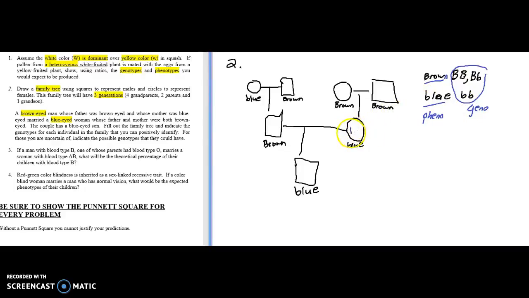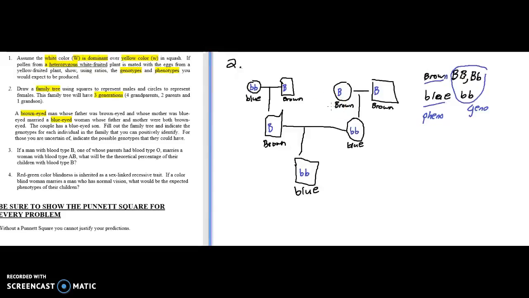Okay? So, easiest way to start. Anybody who is blue-eyed, little b's. That's all that they can have. Little b's. Alright? Set that up, fill them in. They're guaranteed. Now, the brown-eyed folks, we know they have at least one big B. That is absolutely guaranteed. So you can put a big B in here for each of the brown-eyed individuals. But we want to figure out the second allele. What is the second piece of DNA that the brown-eyed folks will contain?